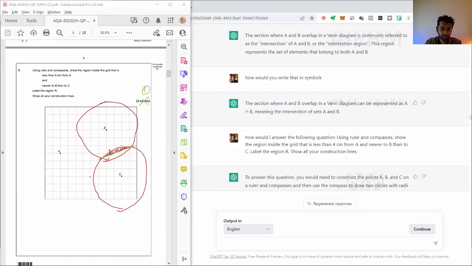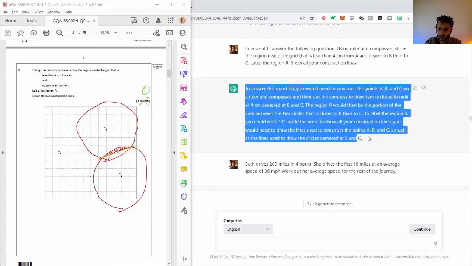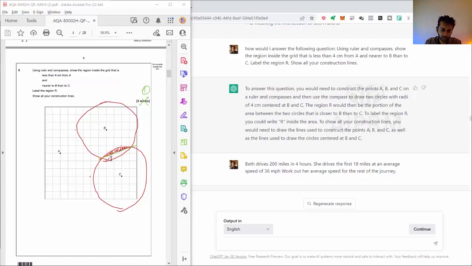Next came a construction question. So I had to describe the situation. So how would I answer the following question using rulers and compasses? And then I just copied this information, and obviously I can't see this diagram. And then this is the information it gave me, and I tried to construct that onto the questions. Most of what it suggested was wrong.